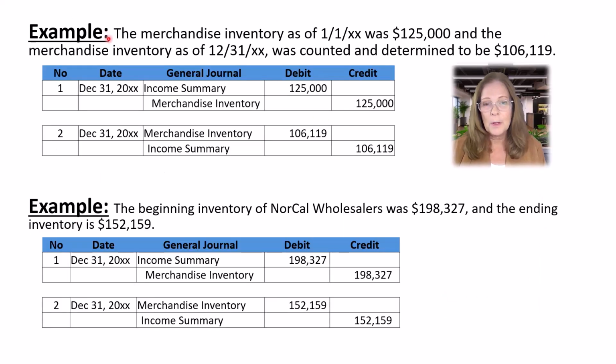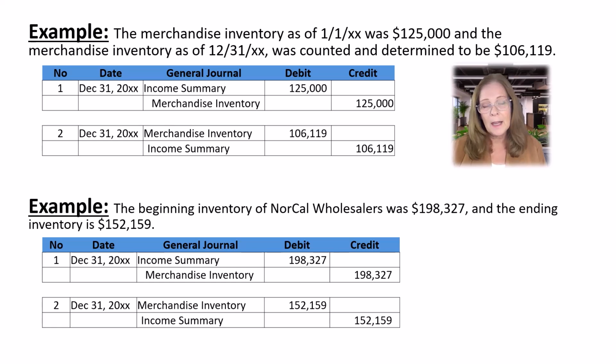In the first example, the beginning inventory is $125,000 and the ending inventory is $106,119. To record this entry, we first remove the beginning inventory to income summary by debiting income summary for $125,000 and crediting merchandise inventory for $125,000. Then we debit merchandise inventory and credit income summary for $106,119. That means that the merchandise inventory account now shows an amount of $106,119, which is the accurate ending inventory.